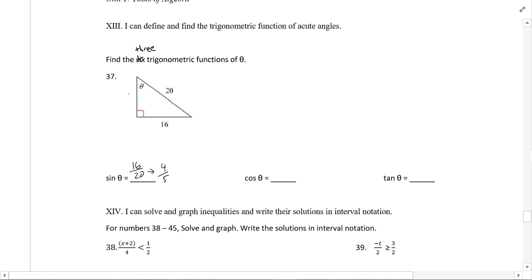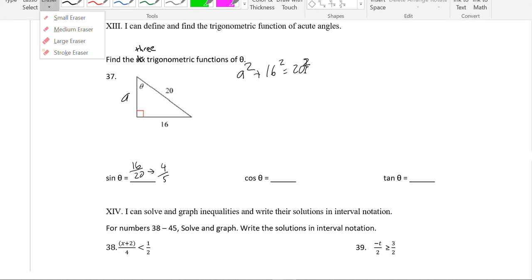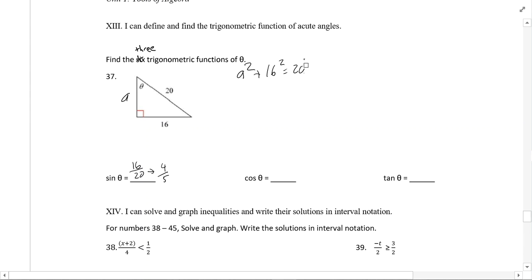And right now you don't know it, but you can solve for it. So try to think, how do you solve for the missing side of a right triangle given 2 other sides? You guessed it, Pythagorean theorem. So you're going to say a squared plus 16 squared equals 20 squared. Okay, so we want to go ahead and do the computation.